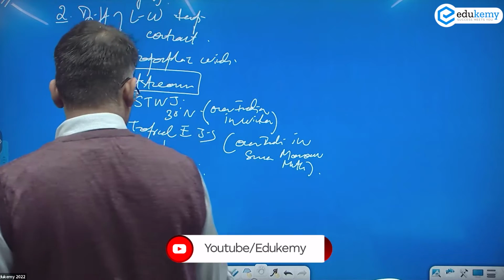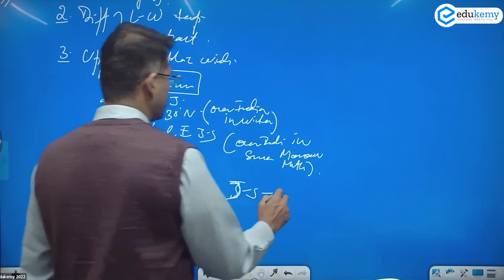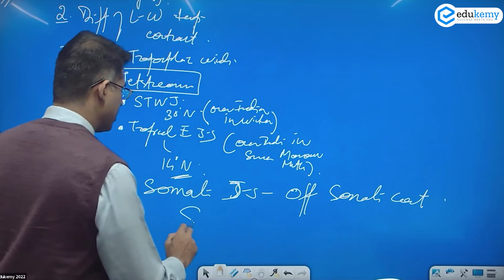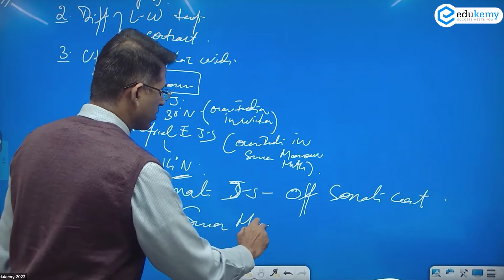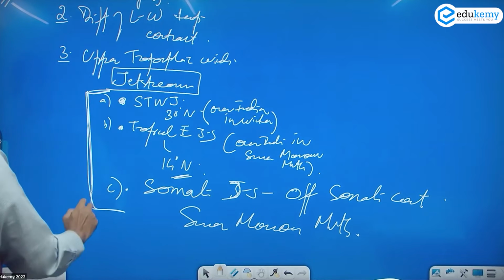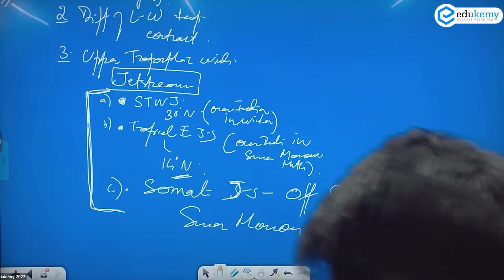The third jet stream is the Somali jet stream. This is present off the Somali coast in the summer monsoon months. There are seasonal variations in the jet streams. The Somali jet stream is off the Somali coast, from the coast of Africa into the Arabian Sea, and it impacts the monsoons in the summer monsoon months.